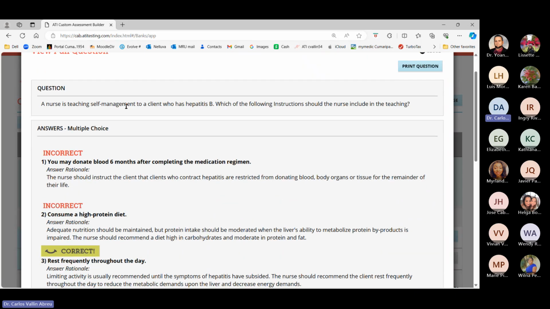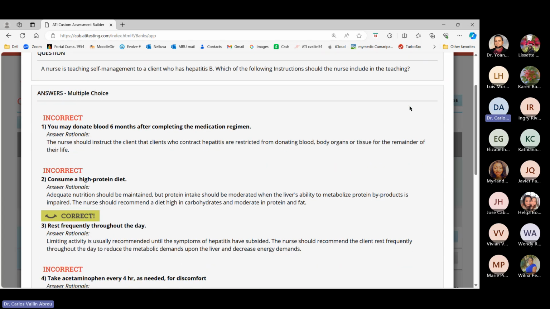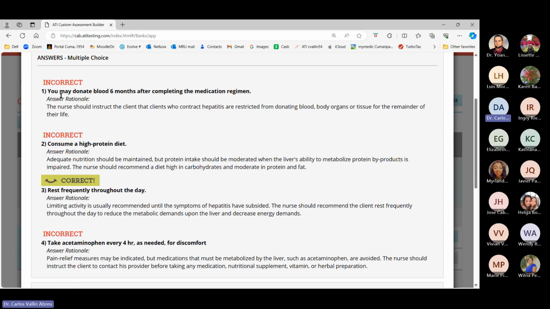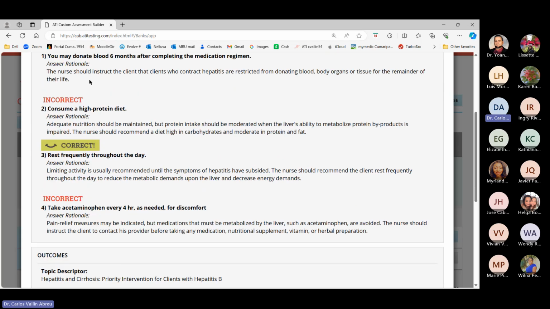A nurse is teaching self-management to a client who has hepatitis B. Which of the following instructions should the nurse include in the teaching? "You may donate blood." No, no, no, no. This is a contraindication to donate blood. Not even body organs. This is true for the remainder of their life. It is correct.